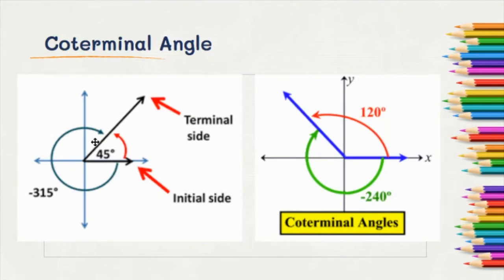Now, a coterminal angle, once again, this is the initial side. It always starts here and it ends here. This is the terminal side, meaning that it ends. So start here, end here, start here, end here. Because there's two angles, this is the 45-degree angle, this is the negative 315 degree angle. Right here, these two angles are called coterminal angles, meaning they share the same terminal side. Same thing here, from here to 120, from here is negative 240. Initial side, terminal side, 120 and negative 240 are coterminal angles.